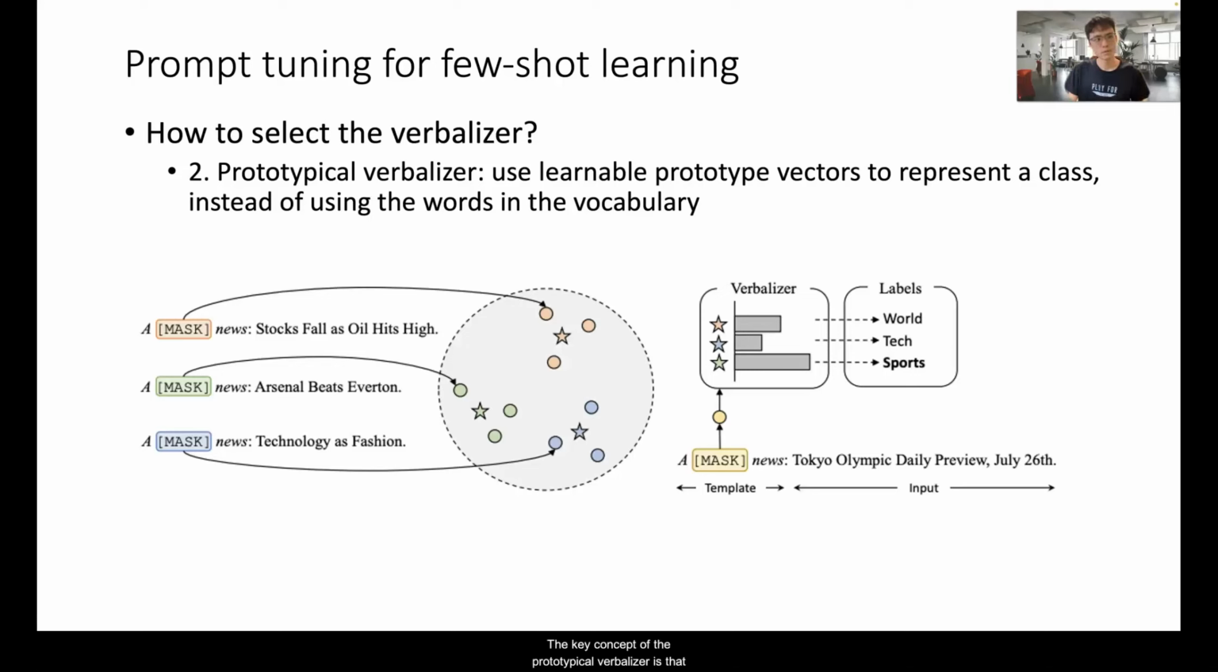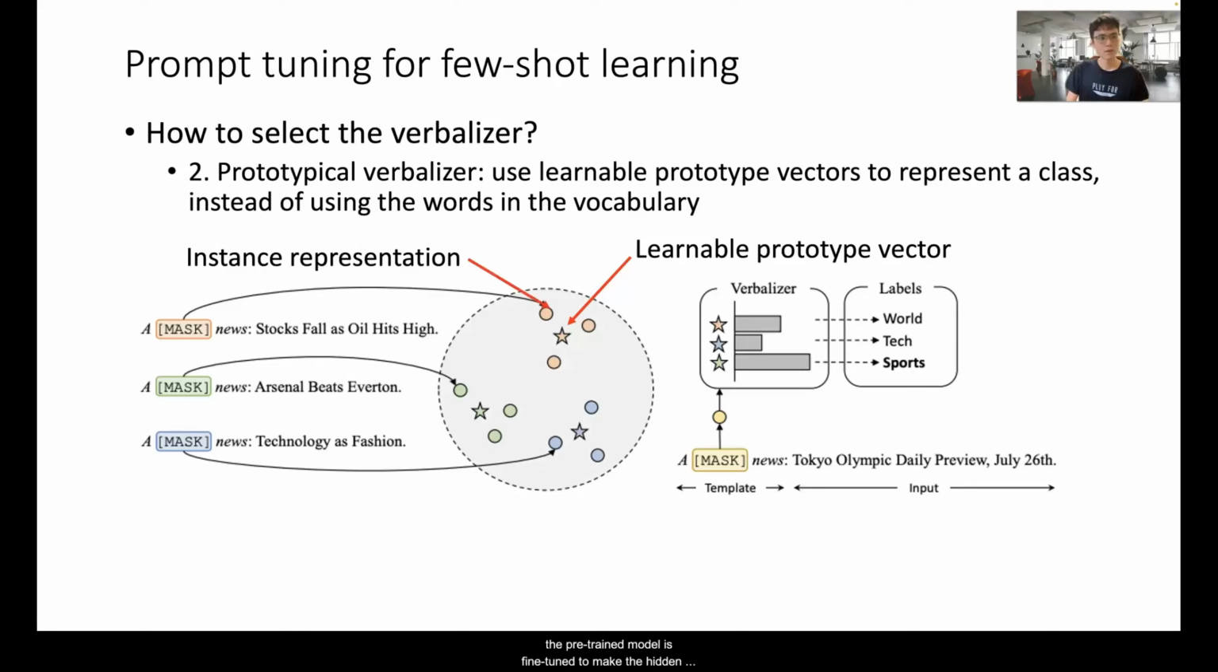The key concept of the prototypical verbalizer is that instead of using an existing word in the vocabulary to represent a class in the downstream task, we can directly learn another spatial prototype vector to represent each class. During prompt tuning, the pre-trained model is fine-tuned to make the hidden representation of the mask token more similar to the prototype vector of the corresponding class.